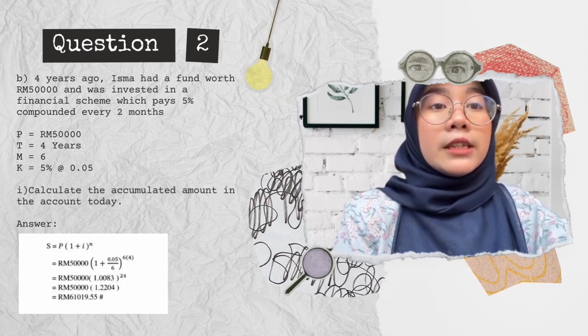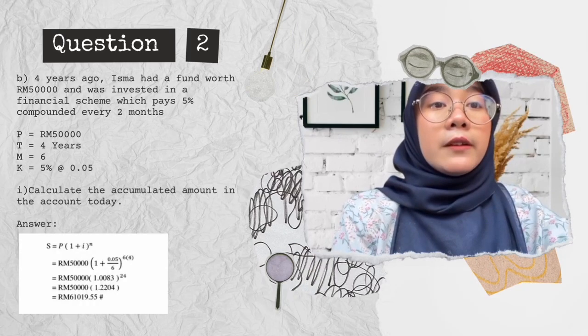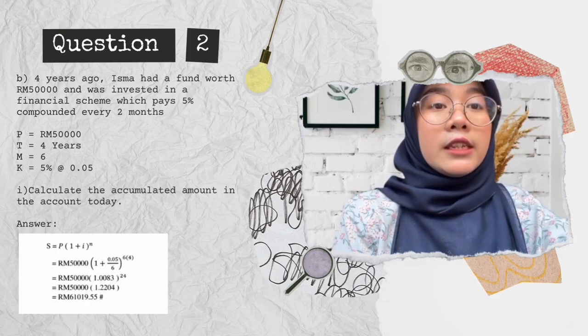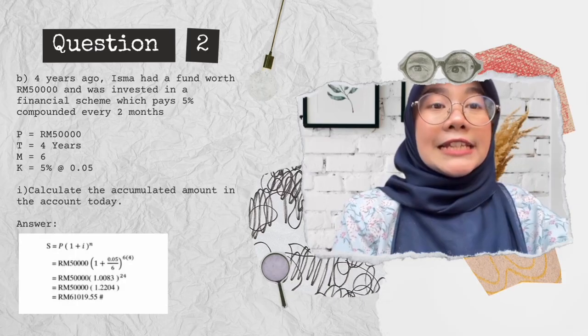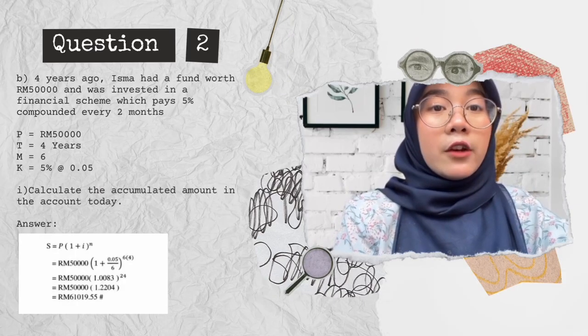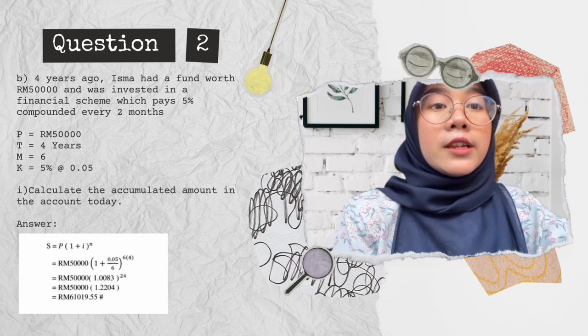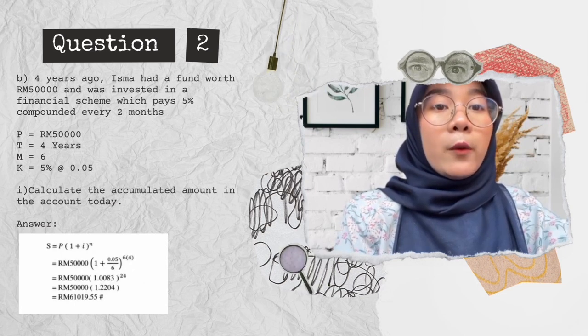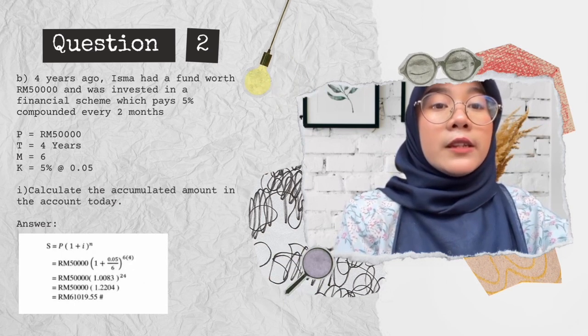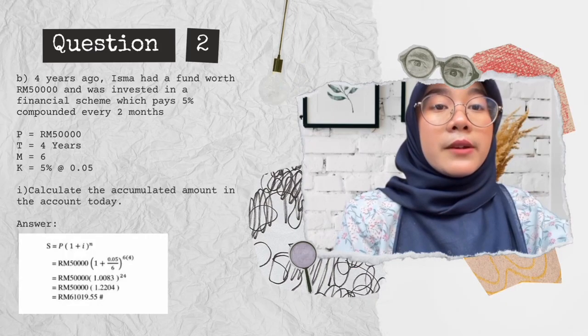Next, I substitute the given values into the formula. The principal amount P is 50,000 ringgit, the annual interest rate is 5%, and the interest is compounded 6 times per year because it is compounded every 2 months. The investment period is 4 years. Therefore, the calculation becomes 50,000 multiplied by open bracket 1 plus 0.05 divided by 6 close bracket raised to the power of 6 multiplied by 4.